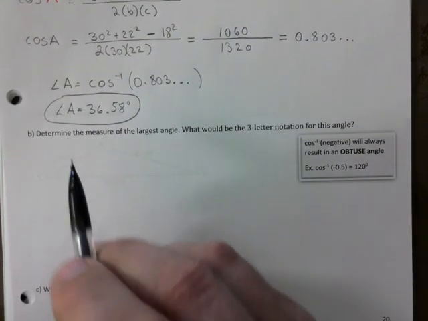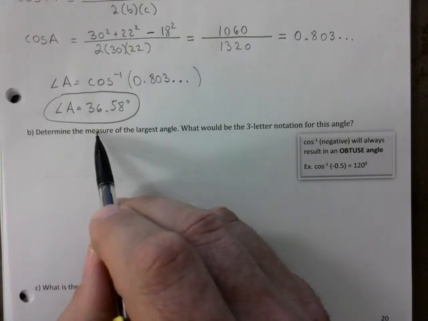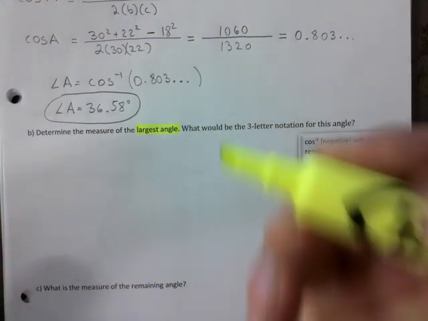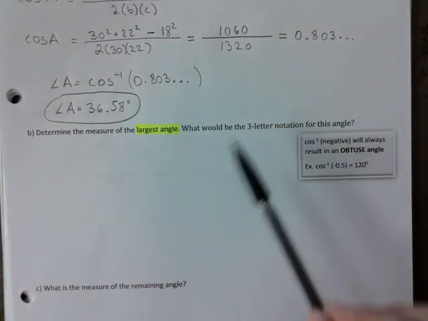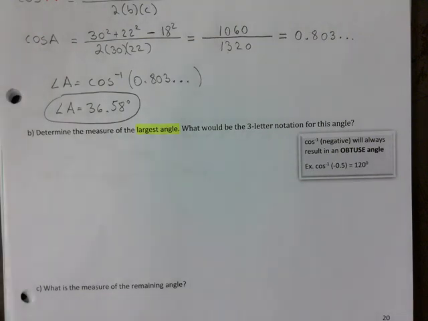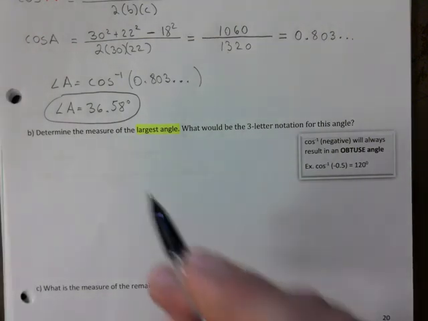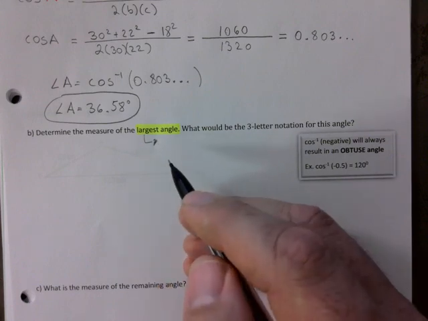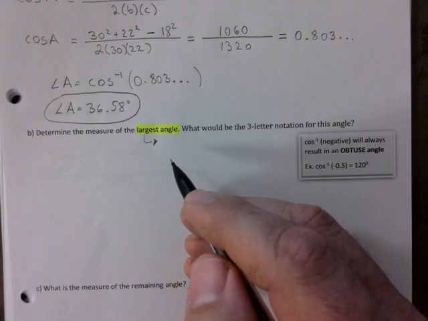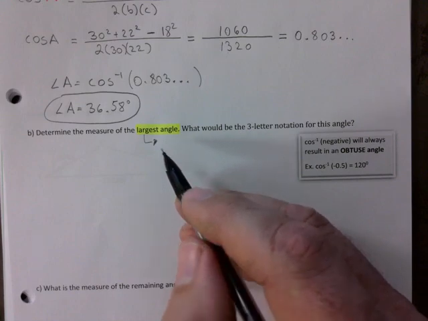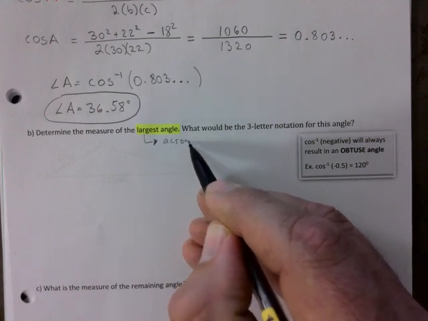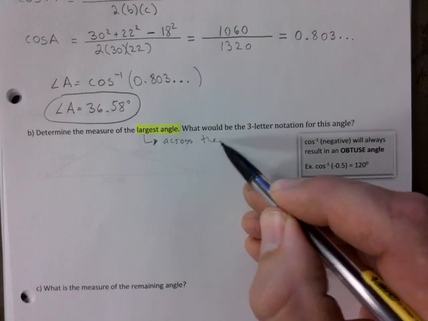So one more example here. Determine the measure of the largest angle. They want the largest angle. And what would the three-letter notation be for this angle? Where would I find the largest angle? Across the longest side, right? Right? You don't seem to believe me. Across the longest side.